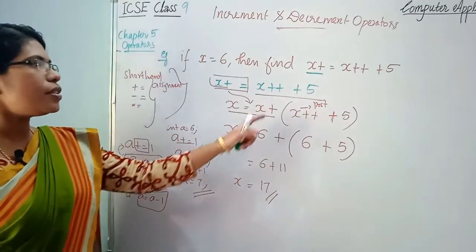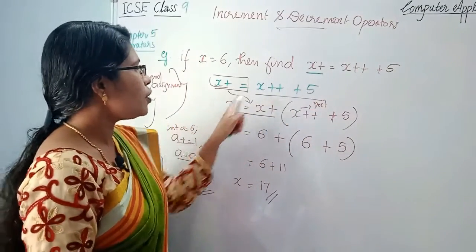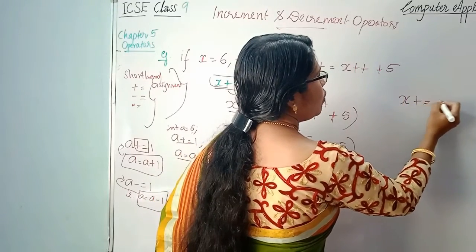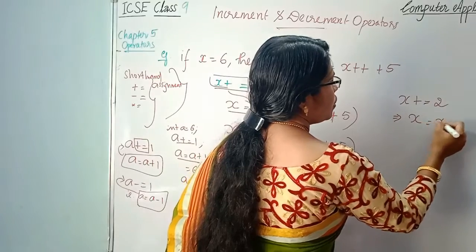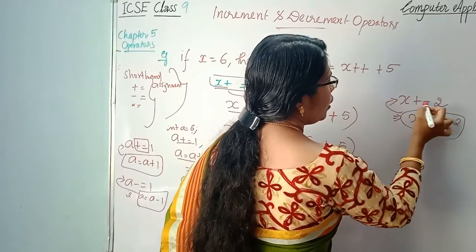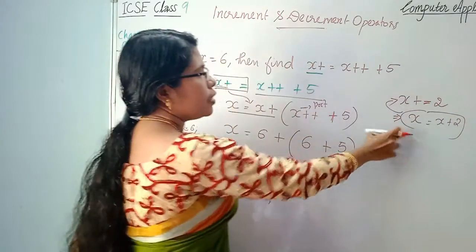So this type of questions you will get using the shorthand assignment operator. Don't get confused. Shorthand assignment operator means we will use x plus equal to 2, which we will write as x equal to x plus 2. Instead of writing this statement, we will use this statement. So when you get any shorthand assignment operator, you have to expand like this.